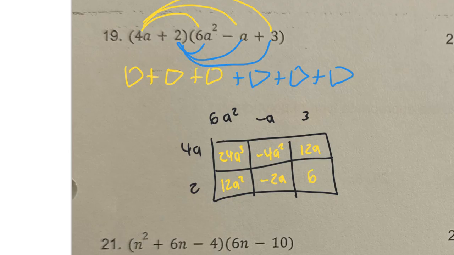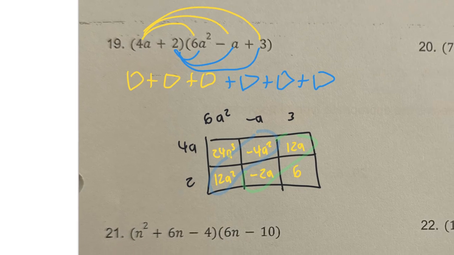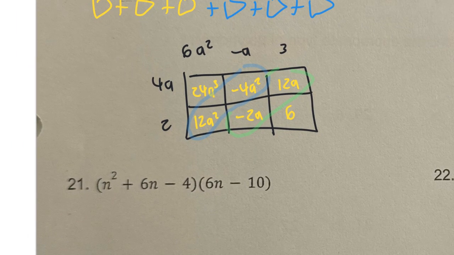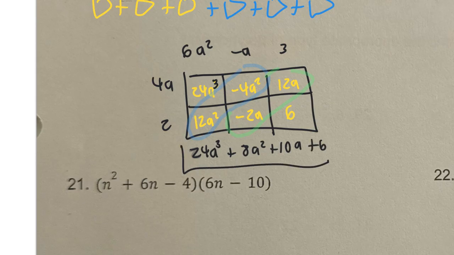Now, very often, however, not always, but very often, the sort of diagonal relationships are going to be like terms. Okay. And that makes your life easier because then you can see, okay, well, 24a to the third is just by itself, right? We will be combining the two blue circled like terms. That's going to be a plus 8a squared. We will be combining the two green circled like terms. That would be plus 10a. And then we have a plus 6, and that's it. Okay. So that would be the solution there.